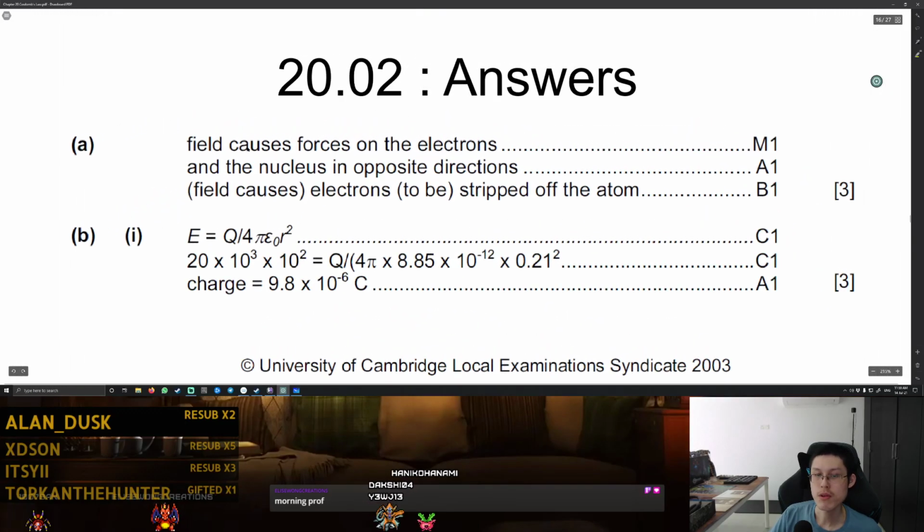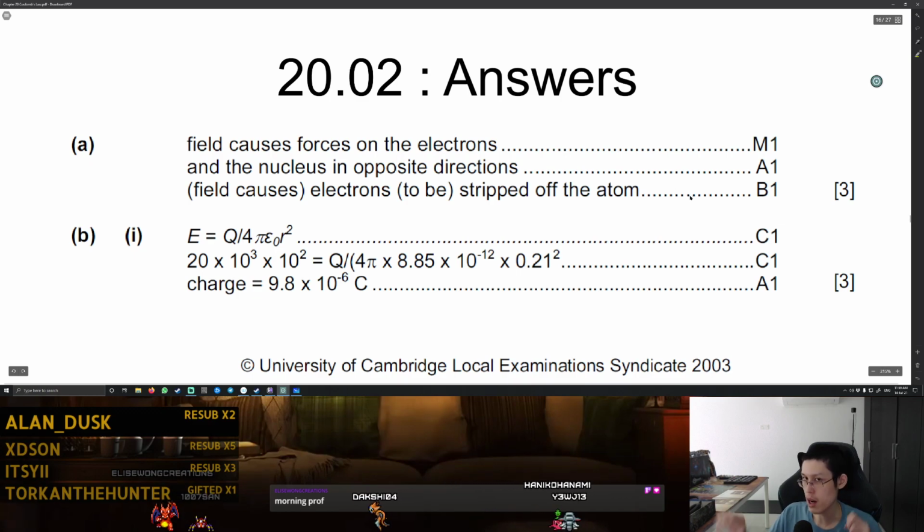So you say the field causes forces on the electrons and the nucleus to be in opposite directions, and it causes the electrons to be stripped off the atom, and then you get a spark. There.